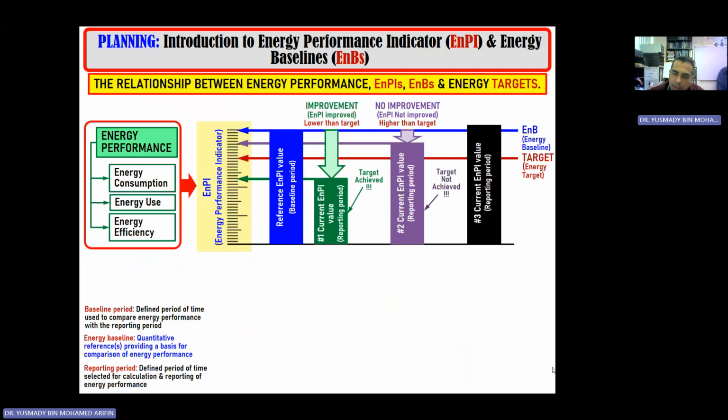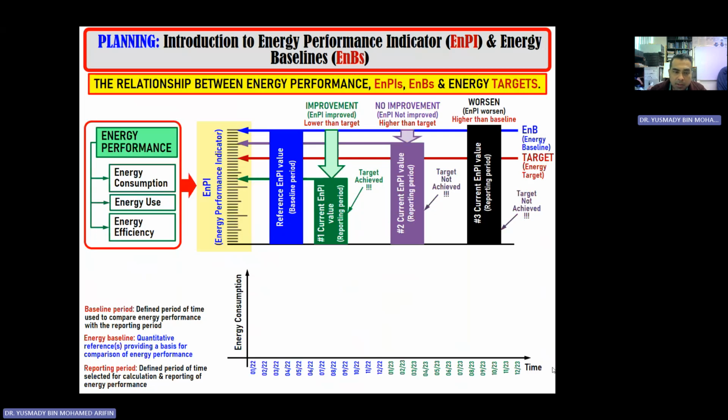The last case, where the current ENPI value in the reporting period higher than energy baseline. So we will have worsen case where the value of ENPI worsen, higher than the baseline value. So the target also not achieved. So in order to understand about the process of evaluating the energy performance indicator, and also the meaning of the energy baseline, we need to see this graph, where we have energy consumption versus time.